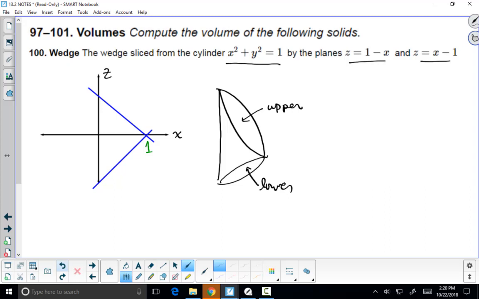To draw this a little bit better, this piece, if you're trying to graph it, should probably be dashed because we can't really see it. It's back there, behind. Okay, so we need to know which one's the upper one. The upper one is the one that had a bigger z-intercept. So the upper one is z equals 1 minus x. The lower one is z equals x minus 1. And that's all we need to know. Now we know the upper surface, and now we know the lower surface.